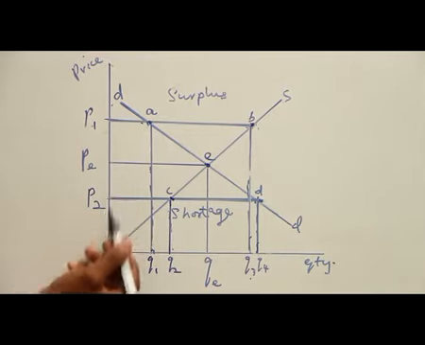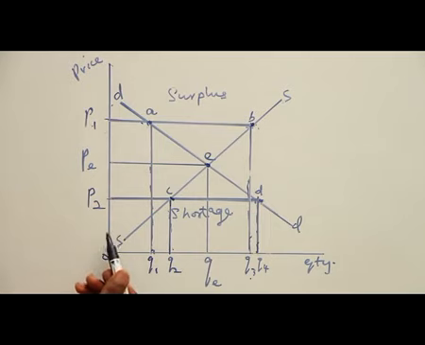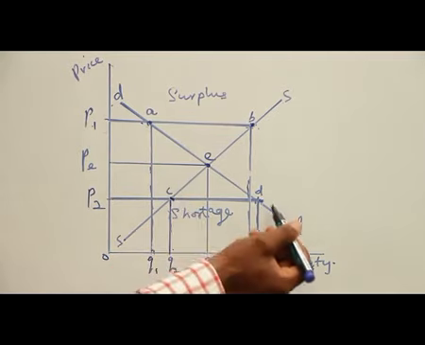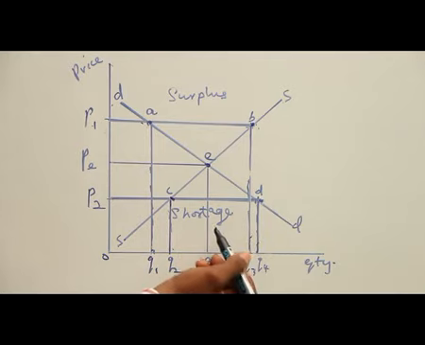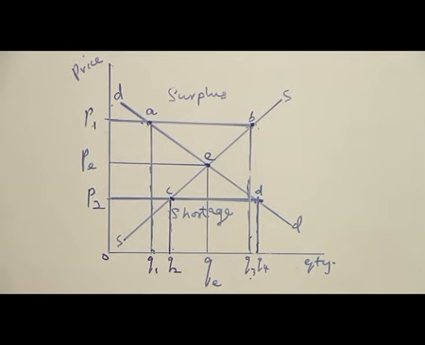So as the price is decreasing, quantity demanded will be increasing. That's why we have Q4. But on the supply side, as the price is decreasing, quantity supplied will be reducing. That's why we have Q2. So the gap between point C and point D is what we call shortage, that is excess demand.